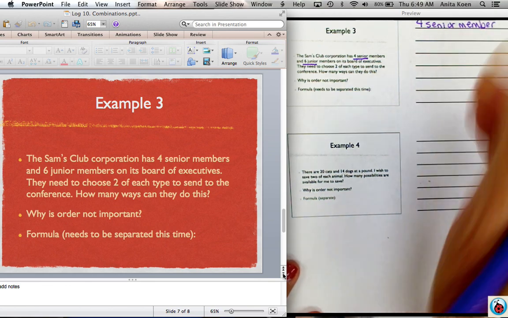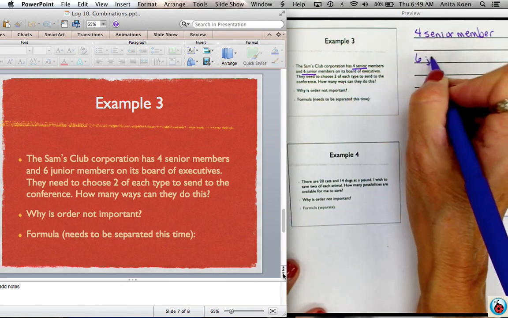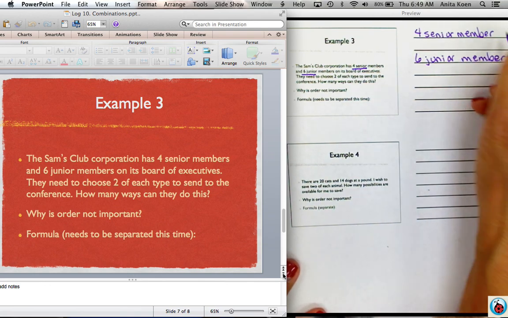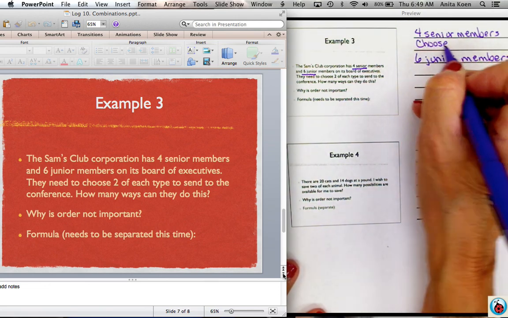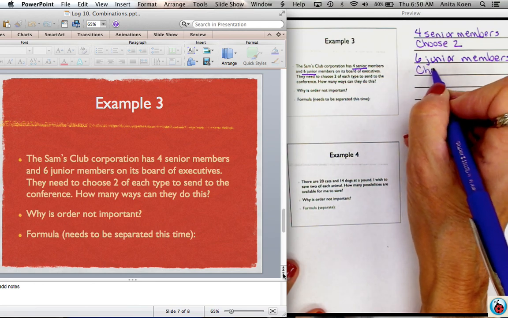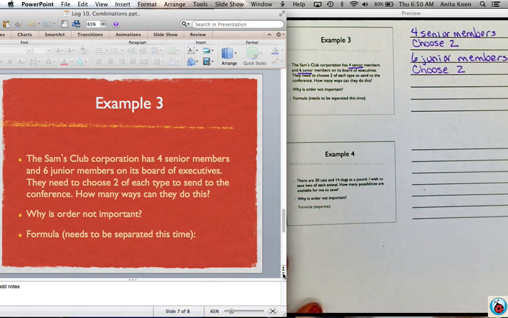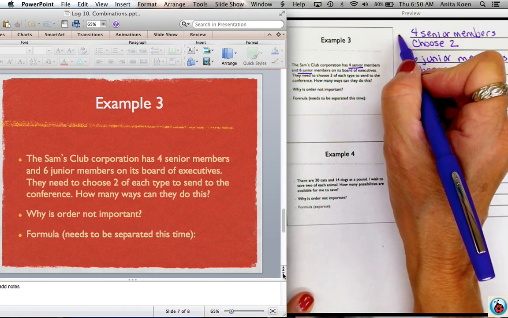And let me see if I'm on the screen. Scoot this down just a touch. And 6 junior members. Okay. They need to choose 2 senior members, and they need to choose 2 junior members to go on this conference. Okay, why is order not important here? Because it doesn't matter if they choose Joe and Mary or Mary and Joe. It doesn't matter the order they choose them in. It's the same team.